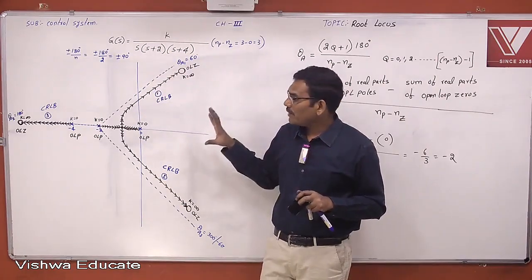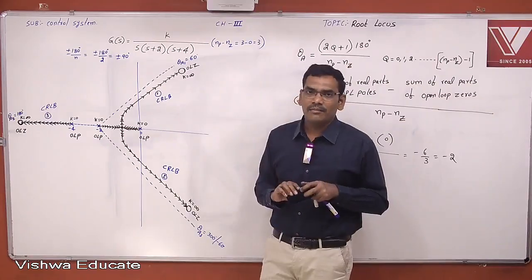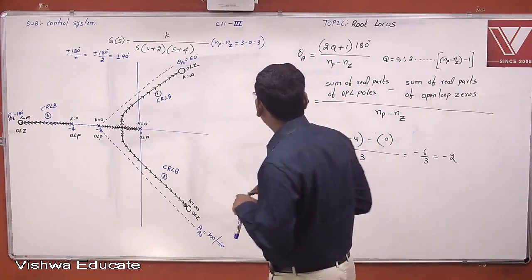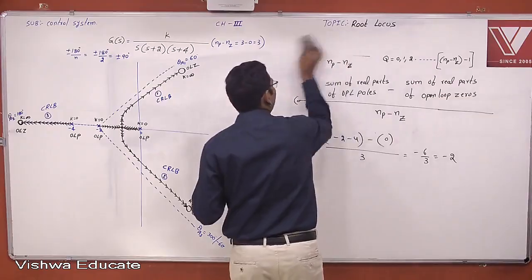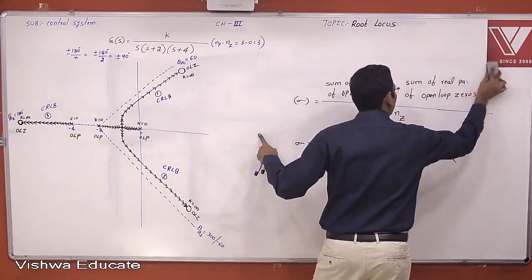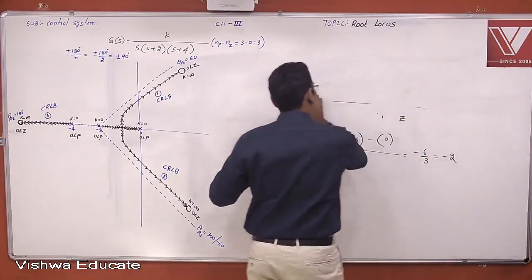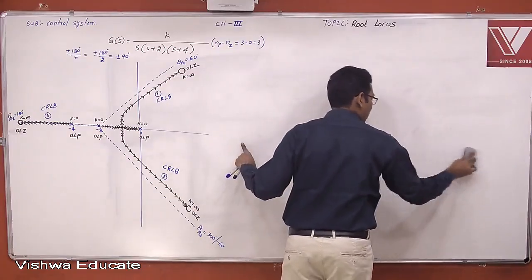I am drawing it with the rules and regulations, but students, I will give you one simple, shortest way. You have to remember these 3 points, then there is no need of drawing the root locus diagram if the options are available.